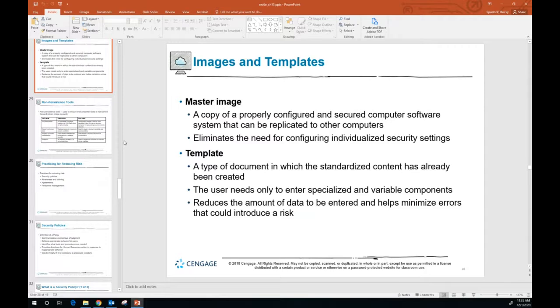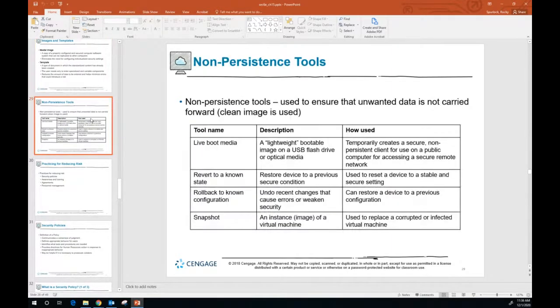A template is a type of document in which the standardized content has already been created. So in this, the user only needs to enter specialized and variable components. And what it does, it reduces the amount of data to be entered and helps minimize errors that could introduce a risk. Non-persistent tools are used to ensure that unwanted data is not carried forward. So a clean image is used. We'll see some examples here of the different types of tools and how they are used and the description of those tools.